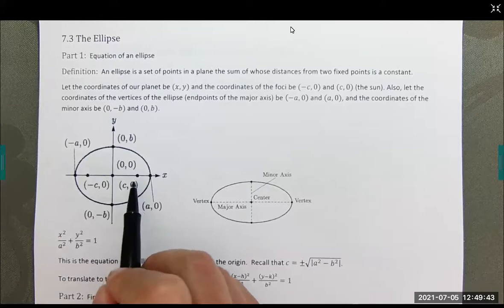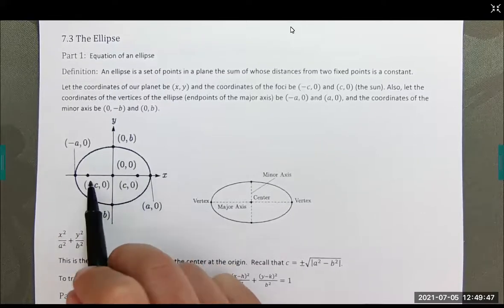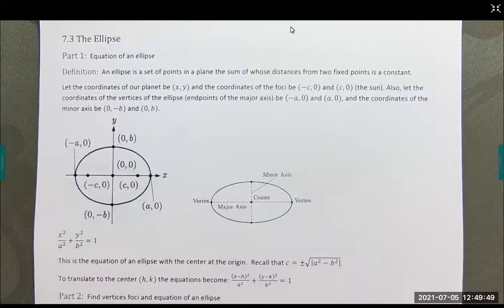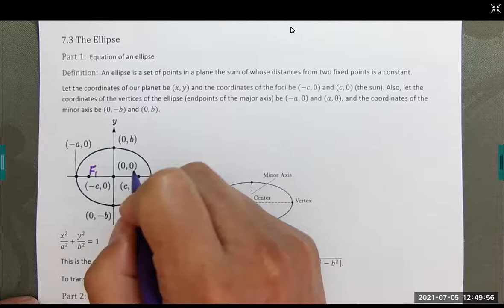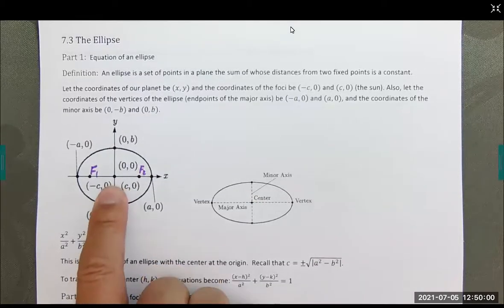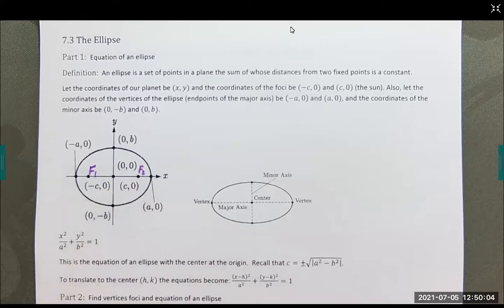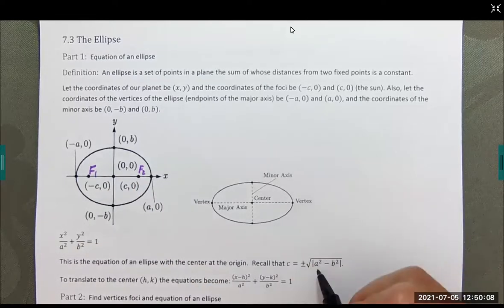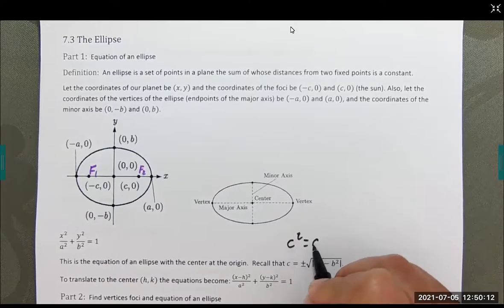Just like the parabola that had the focus point, these have two foci, and I'll call this f sub 2. And they are a distance c from the center. Now, when we're centered at the origin, like we are here, that distance is c. And c is defined as c squared is a squared minus b squared.